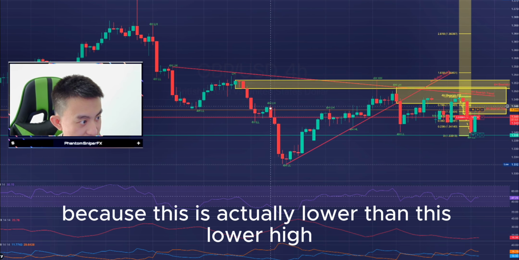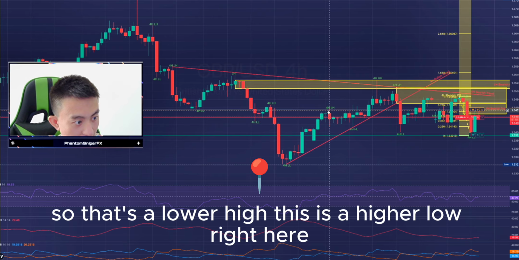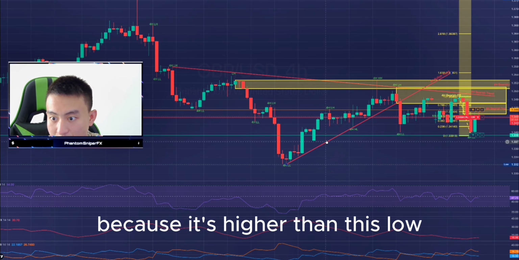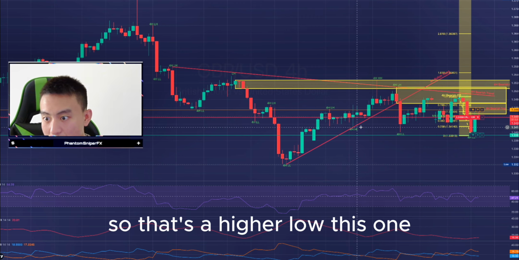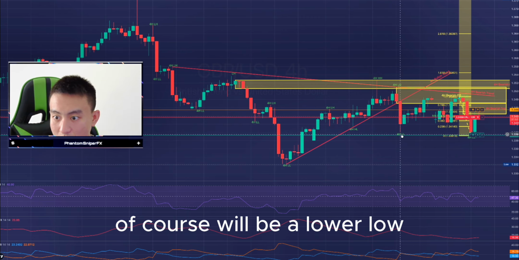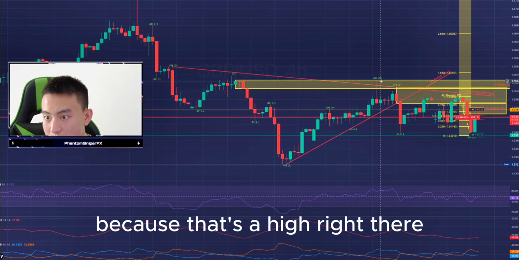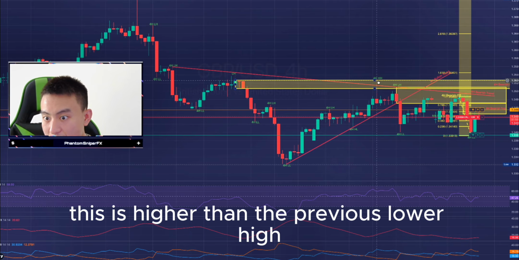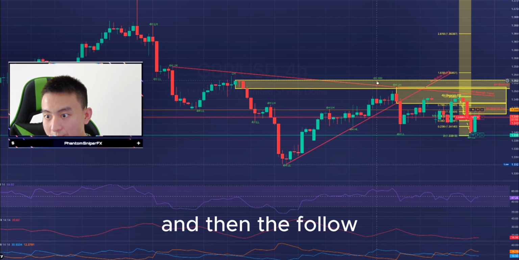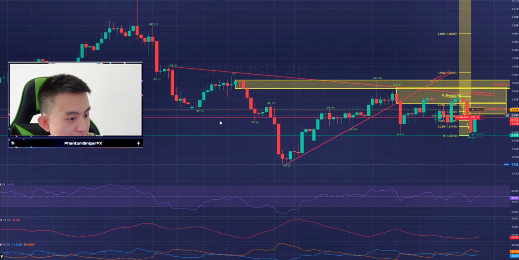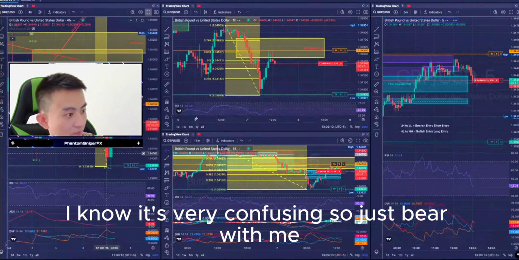Lower high, because this is actually lower than this lower high. This is a higher low right here because it's higher than this low. This one, of course, will be a lower low because it's lower than this higher low. And this is a lower high because that's a high right there. This is higher than the previous lower high, so this is a high. And then the following candle is actually a lower high. I know it's very confusing, so just bear with me.